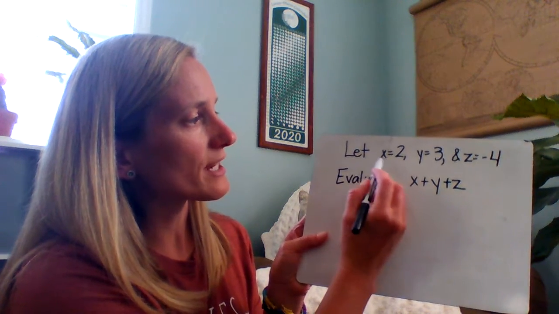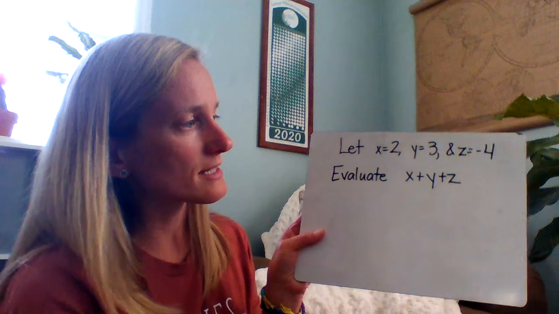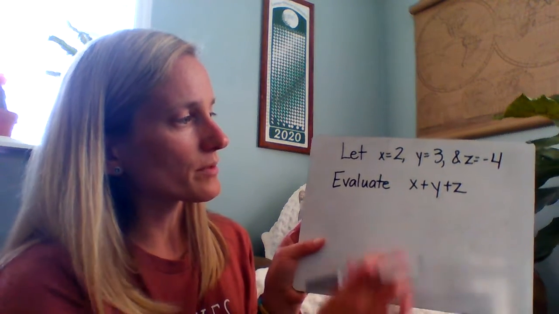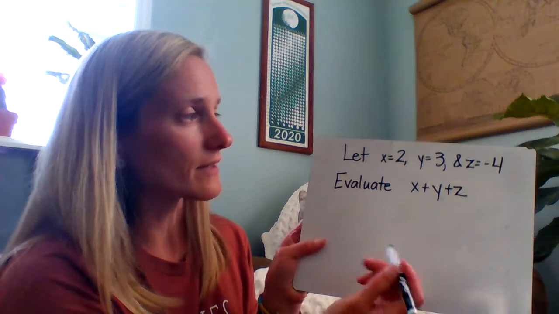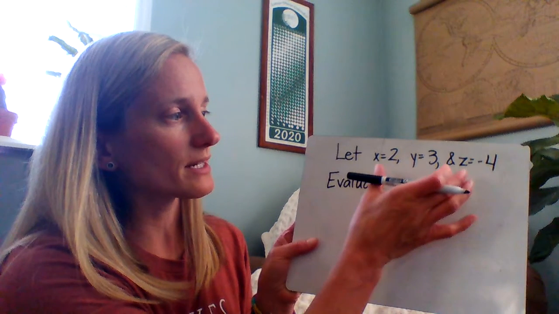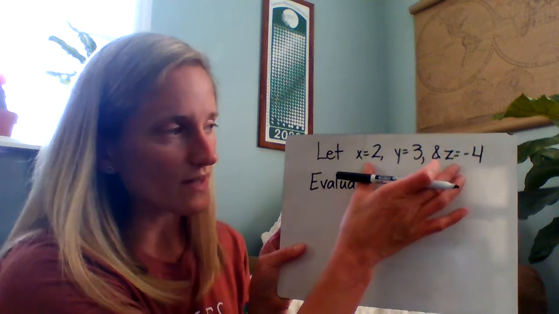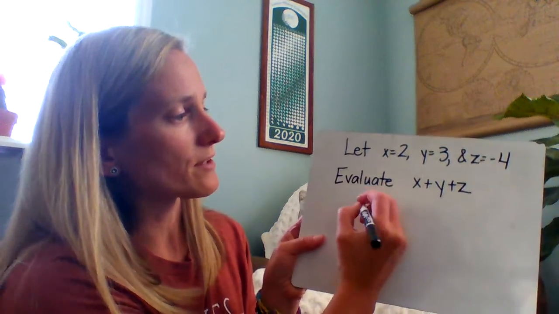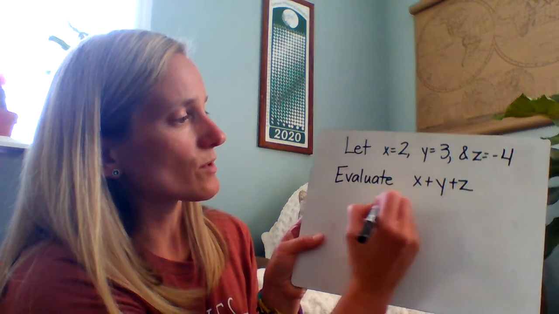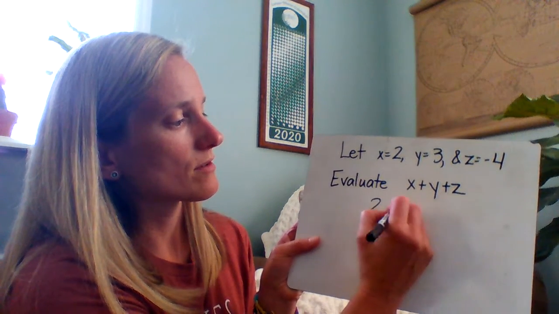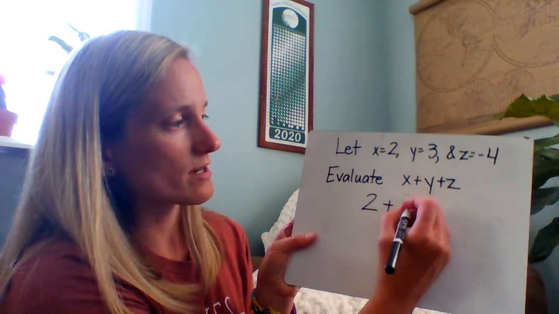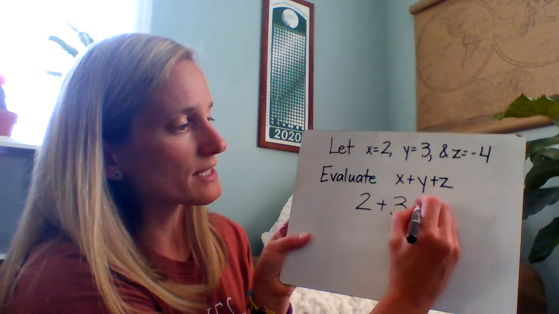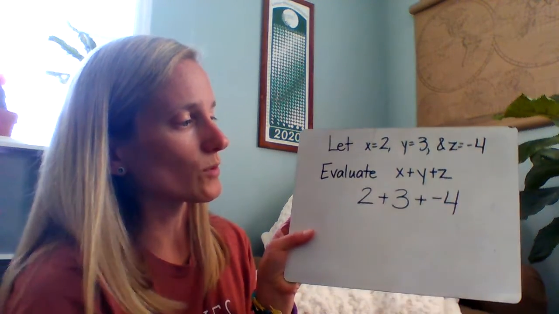All right, so we know that x is 2, y is 3, and z is negative 4. So everywhere I see those variables in this expression, I'm going to replace them with the numbers that I've been given. And again, we can only do this because part of the problem gives us those values. This isn't something that we could solve by itself. We have to be given the values. So x is 2, so where I see the x, I'm going to write a 2. Y is 3, so where I see the y, I'm going to write a 3. And z is negative 4, so where I see the z, I'm going to write a negative 4.